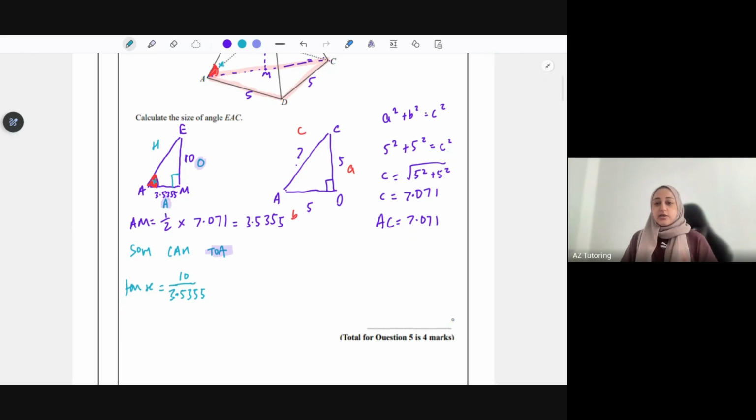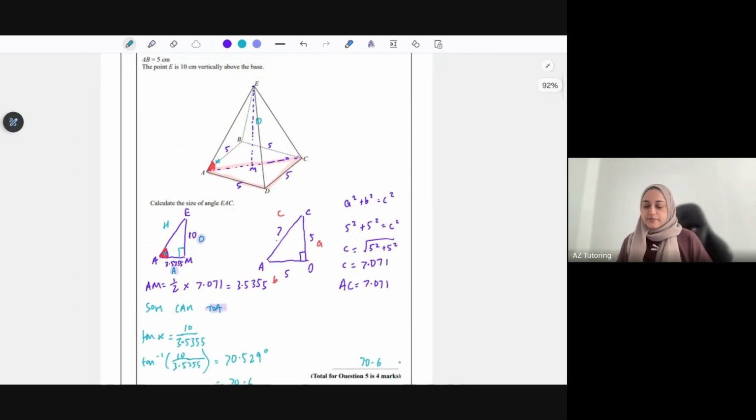And remember, when you're working out the angle, to pull out this X, we do the inverse. So we're doing tan to the minus 1 of 10 over 3.5355. Putting that in the calculator, we get tan 10 over 3.5355, and we get 70.529 degrees. I'll just do it to one decimal place, 70.6.